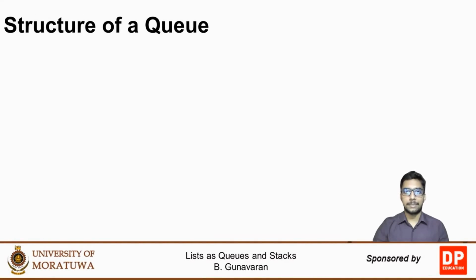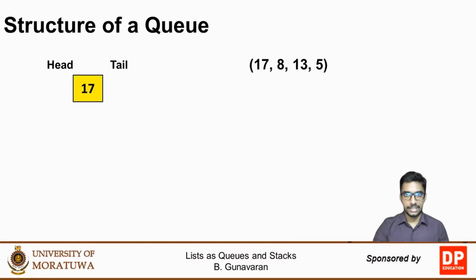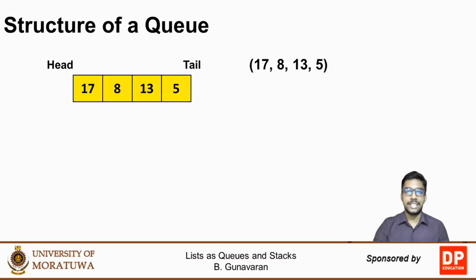Now that we know the fundamentals of a queue, let us move on to building an actual queue containing some values. We are going to insert the following four numbers, 17, 8, 13, and 5, into a queue. First, we insert 17. As shown here, a queue has a head and a tail. Insertion takes place at the tail of the queue, and deletion happens at the head of the queue. Next, we insert 8, 13, and finally 5. After inserting all the four numbers, this is what our queue looks like.